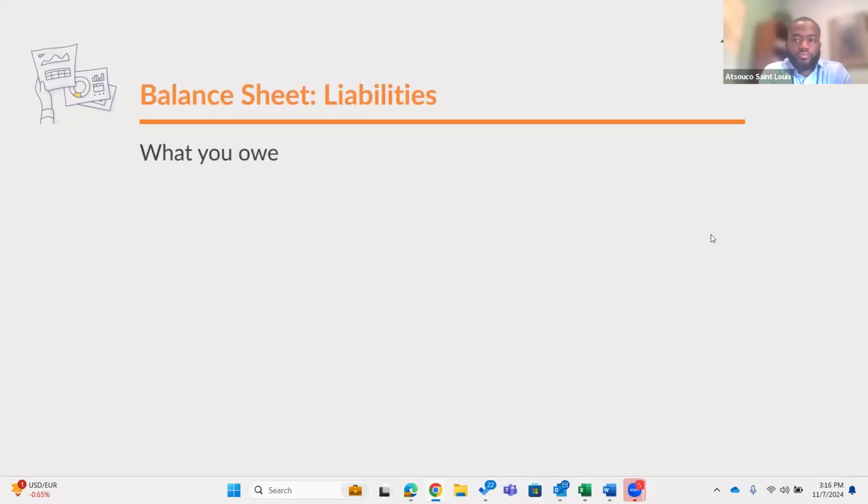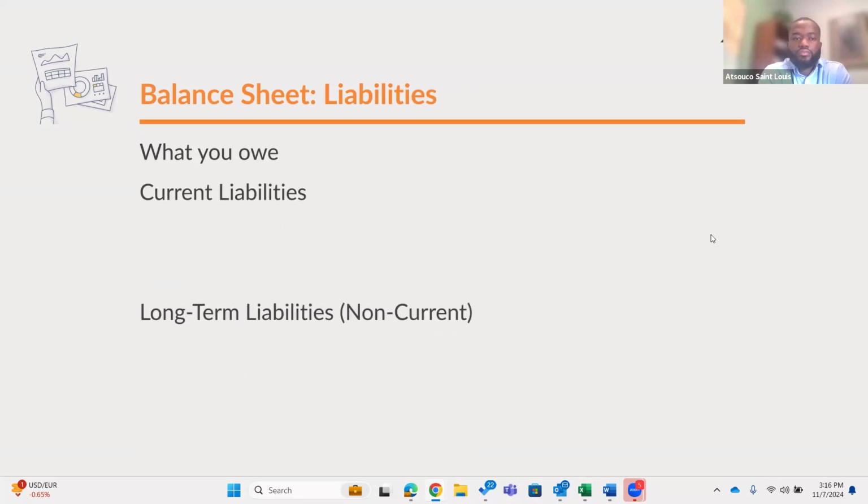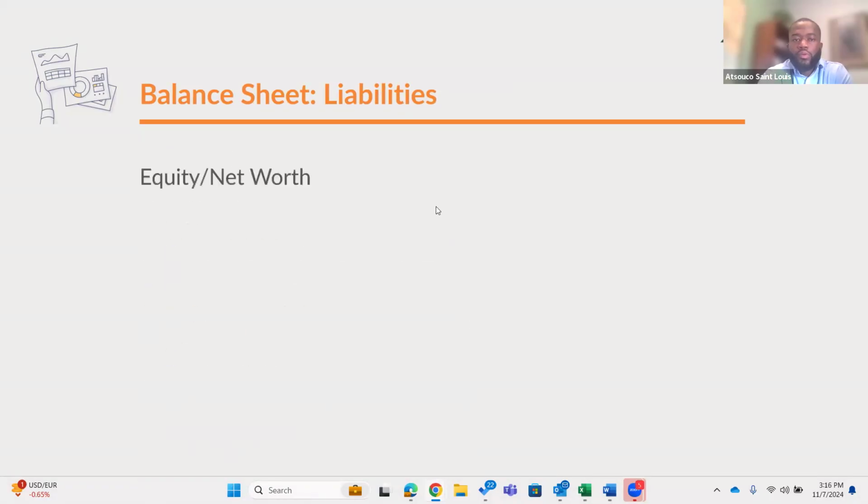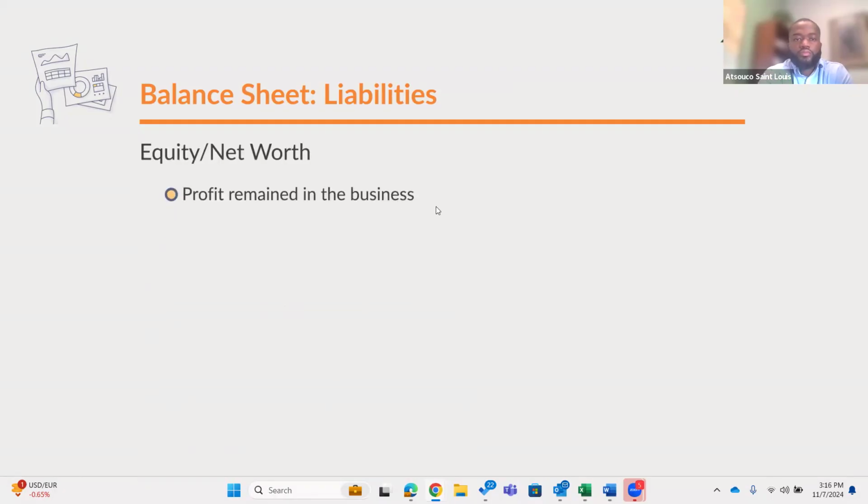Liabilities are what you owe and are also divided between current and non-current. Current liabilities are bills that are due in the short term, generally within 12 months, such as what you owe your suppliers and vendors for your purchases. Long-term liabilities are mortgages and loans payable over a period exceeding 1 year. Equity, known as net worth, is what the shareholders own as a bottom line. This can be profit that remains in the business and also money owners have invested in the company. It's simply figured as total assets minus total liabilities.